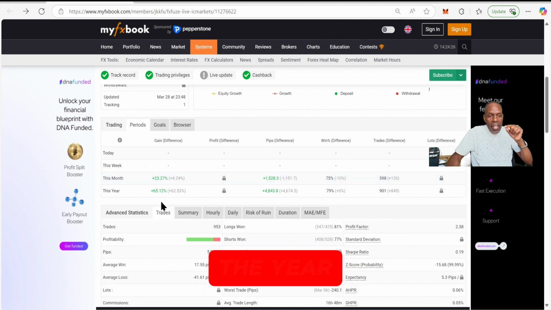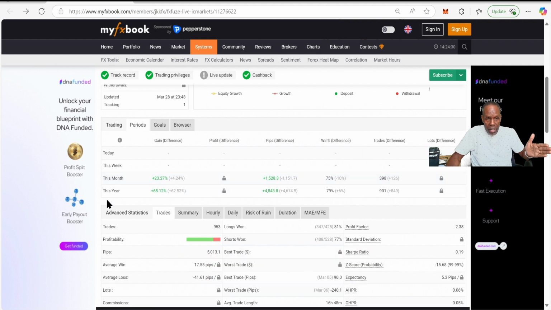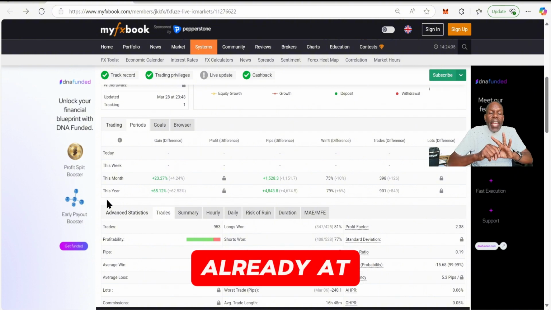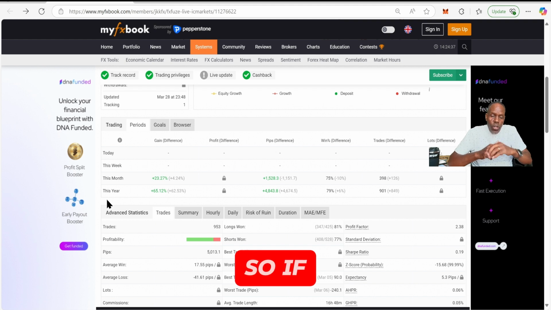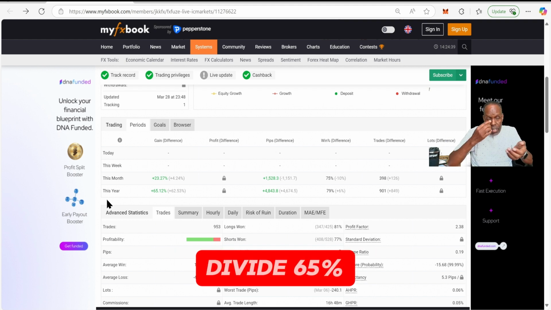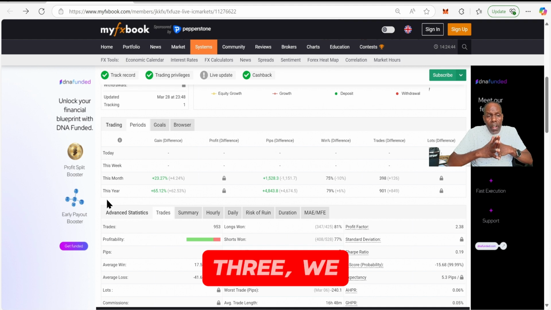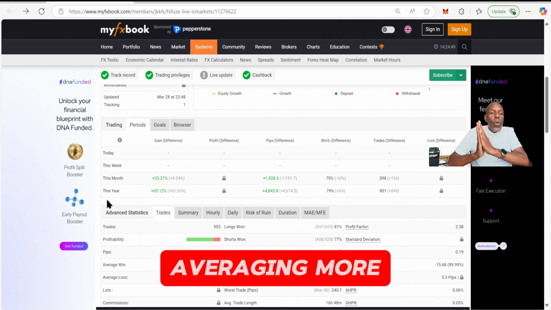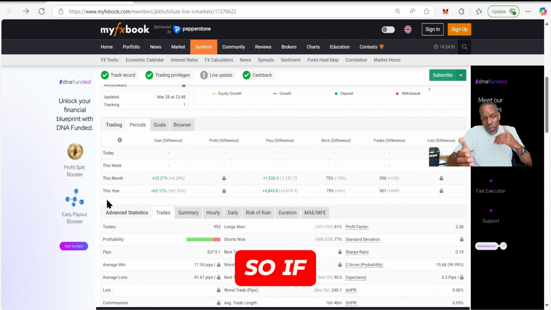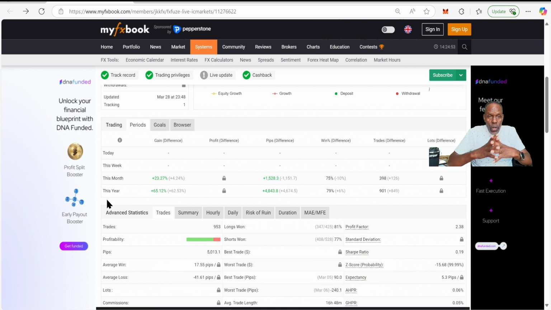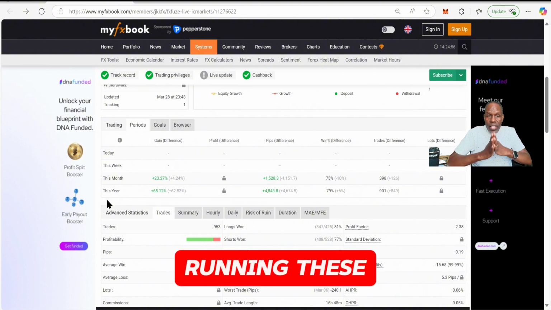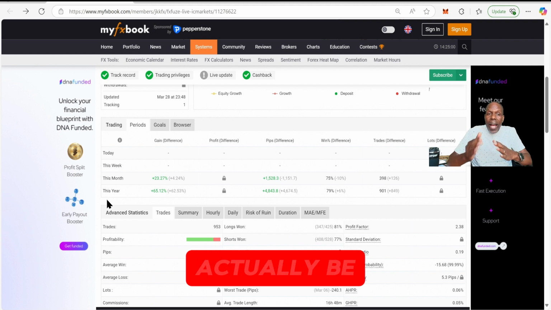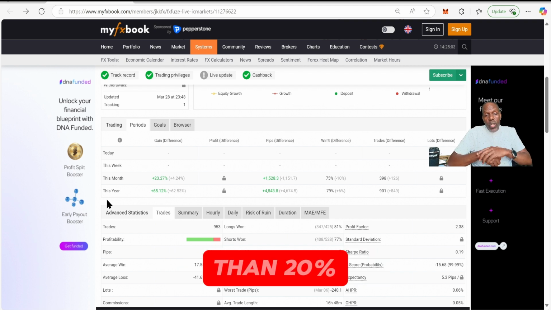Now, the year, that is from January. So January, February, March, 3 months. We are already at 65%. So if you actually divide 65% by 3, we are already averaging more than 20%. So if God is willing and we continue running these good numbers, and I don't see why not, we might actually be achieving more than 20% per month.